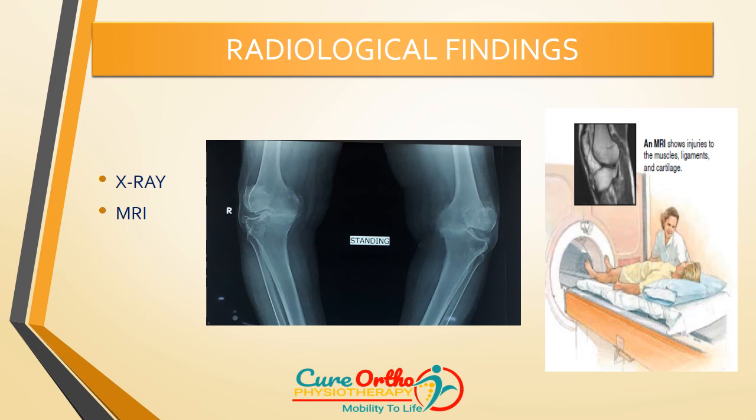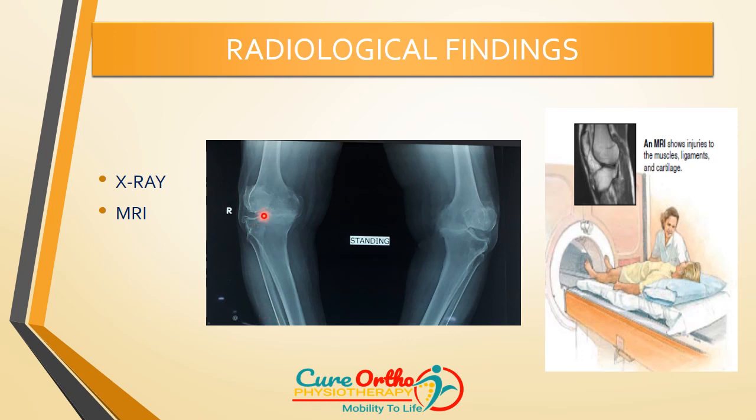Next is radiological findings. For radiological findings, we have modalities like X-rays and MRI, magnetic resonance imaging. For X-ray, we have three views of the knee joint: the anterior-posterior view, the lateral view, and the skyline view.